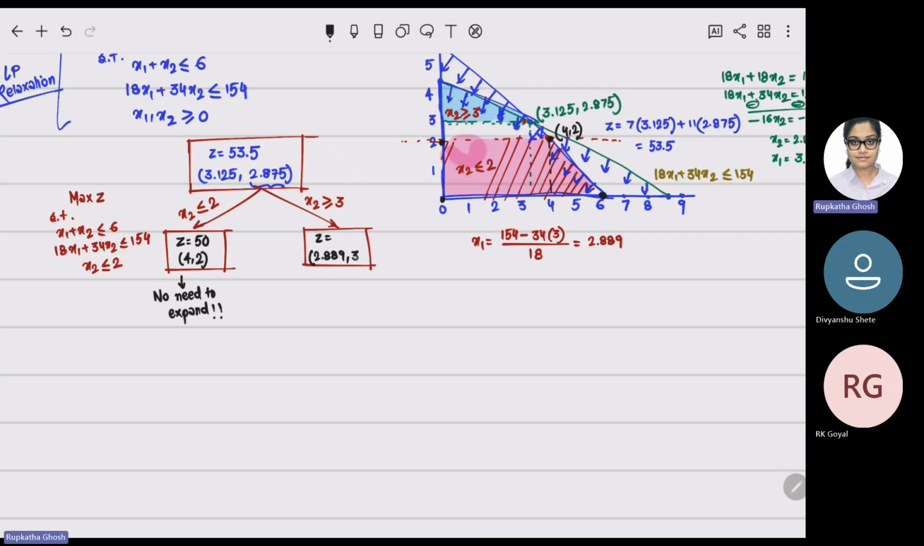Now you will also have to check your z value, whether it is greater than or less than the current function. Sometimes on the basis of that you discard the solution. You decide whether to further branch or not. So let's say if I plug in the values, I'll be getting 7 into 2.889 plus 11 into 3. That is 53.2.